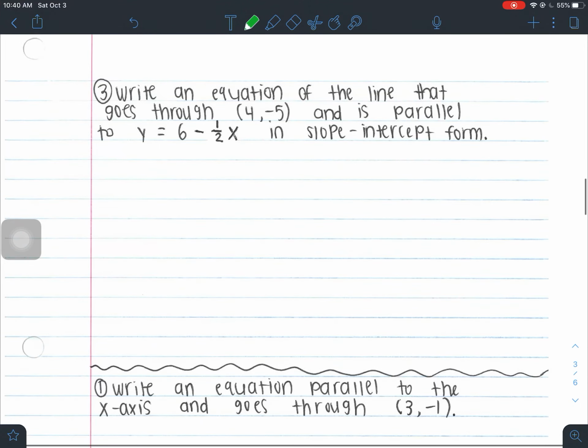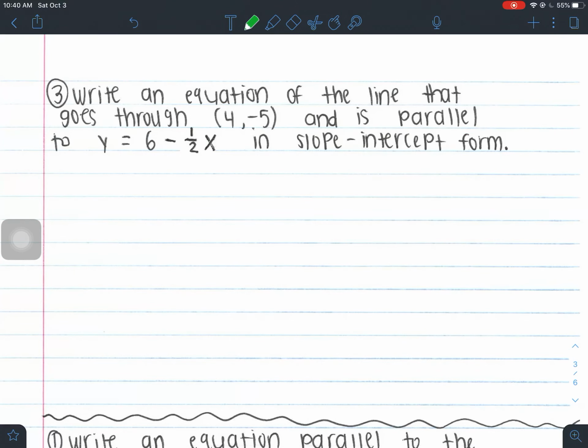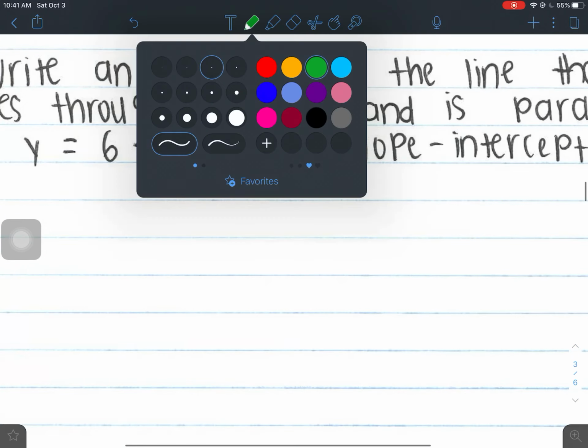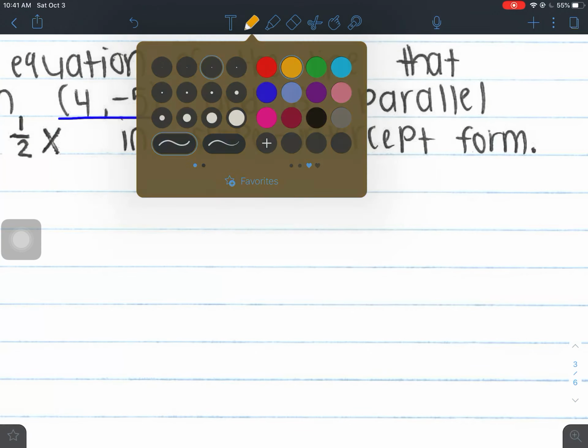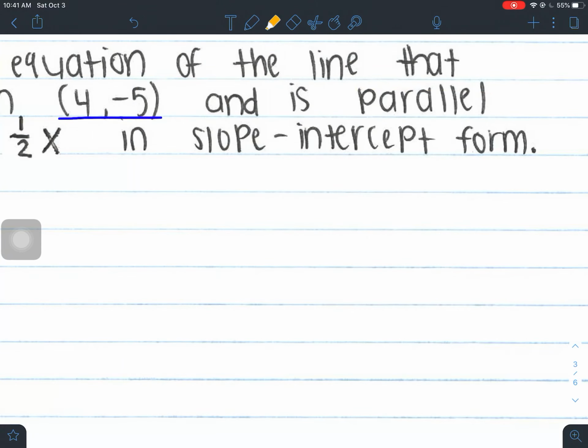All right. The next one is number 3. Write an equation of the line that goes through 4, negative 5 and is parallel to y equals 6 minus 1/2 x in slope-intercept form. Okay, so what do we want to do here, right? We want to write an equation that goes through the point 4, negative 5, and is parallel. So we want to create a parallel line here.